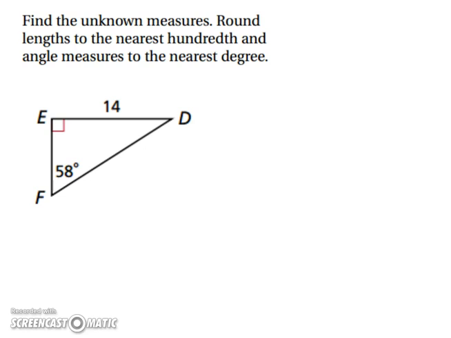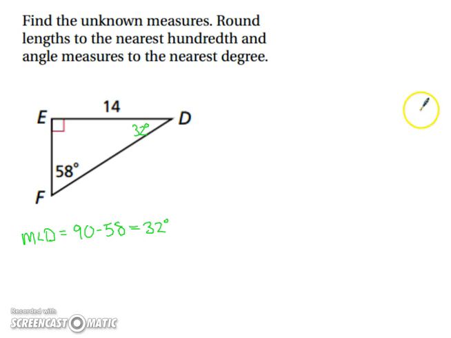Now that you've had a moment to try this next one on your own, let's do it together. Well, we're missing one angle, and one of the legs, and our hypotenuse. So, why don't we start with angle D? Since we have two of our angle measures, we're just trying to find the third one in this right triangle. We can simply state that the measure of angle D is going to be 90 minus our 58, and 90 minus 58 is 32 degrees. So the measure of angle D is 32 degrees.